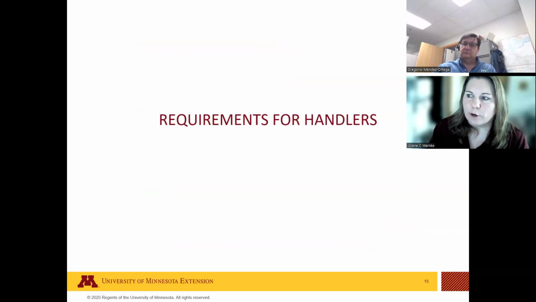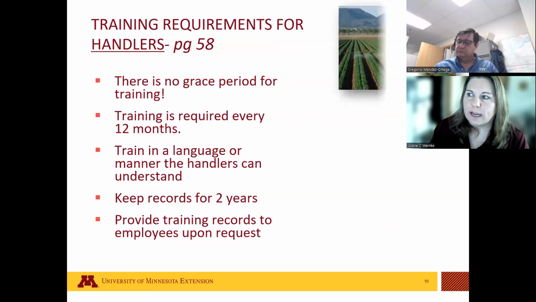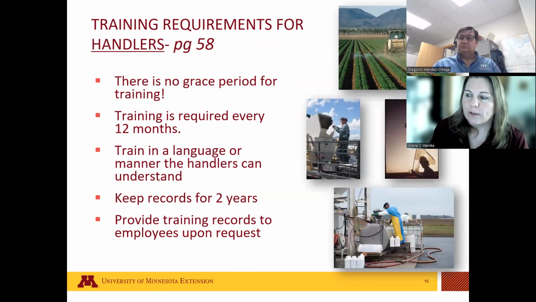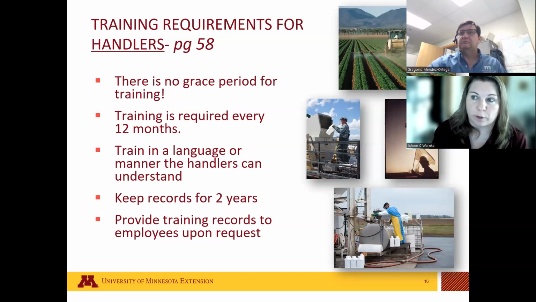So now moving on to the requirements for handlers. Again, the handlers are more than just the applicators. They're touching or having some influence from containers, equipment, or some level of exposure to the pesticide during application. There's no grace period again for training. Training is required every 12 months in a language or manner that handlers can understand. Records still have to be kept for 2 years and provided to employees upon request. So that part is no different than the workers or the early entry workers.